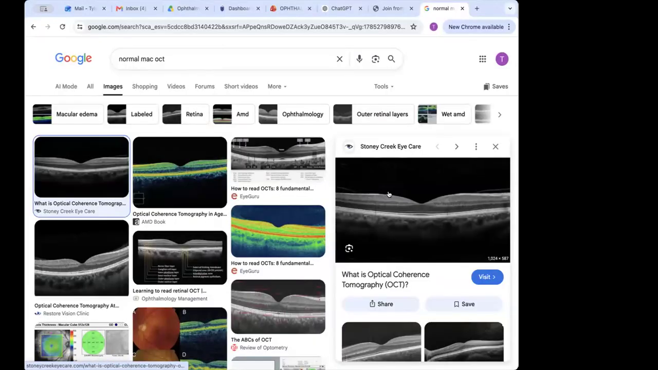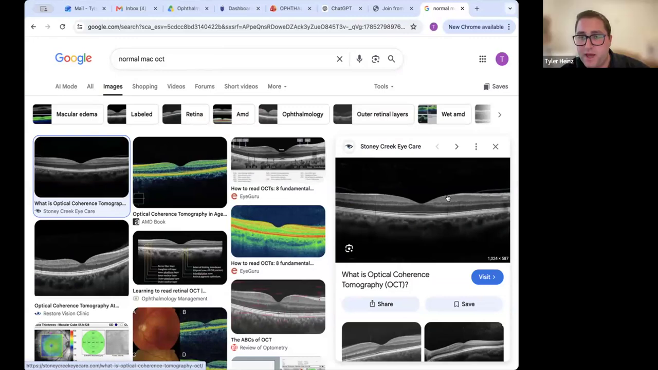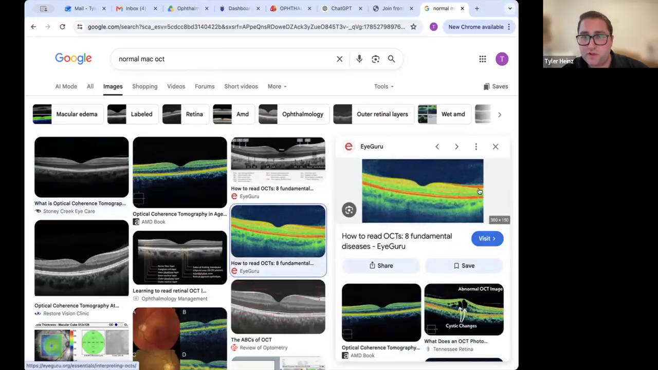Okay, so this black one here, this is like a normal Mac OCT scan. So this little dip here, this is your fovea right at the center. This whole thing is the macula, but this is what we want it to look like. Again, here's just the color version. This is what we really want to see. Okay. So that nice normal little dip and curve, nice uniform layers.